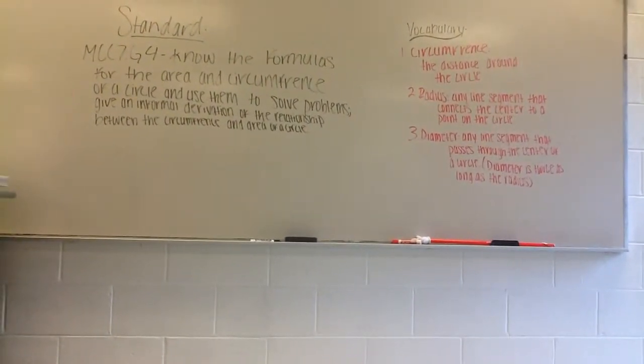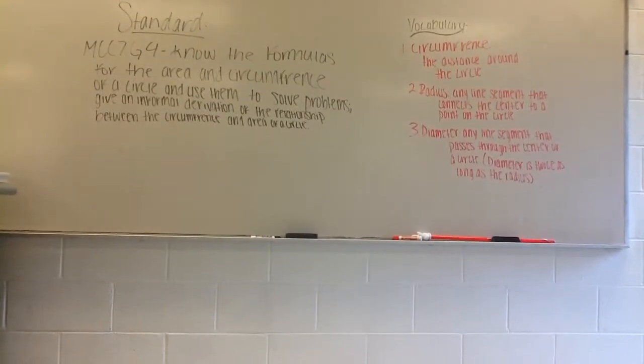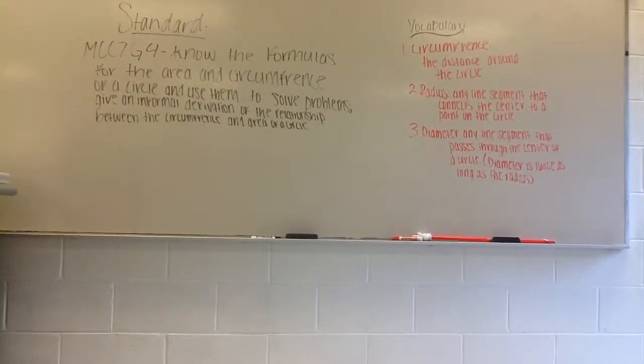CC7G4. Know the formulas for the area and circumference of a circle and use them to solve problems. Give an informal derivation of the relationship between the circumference and the area of a circle.